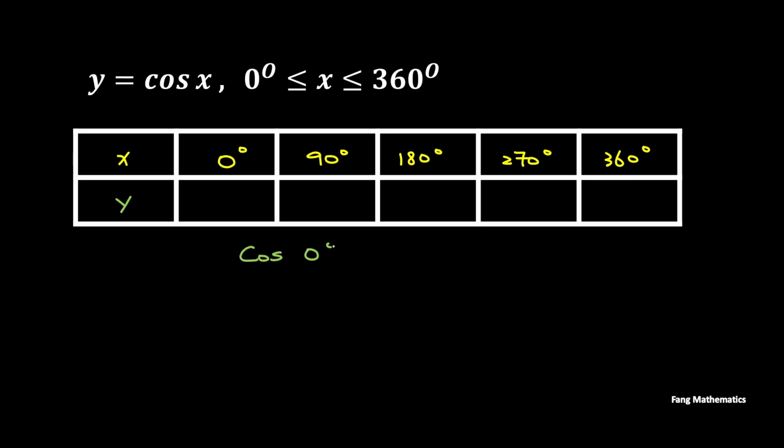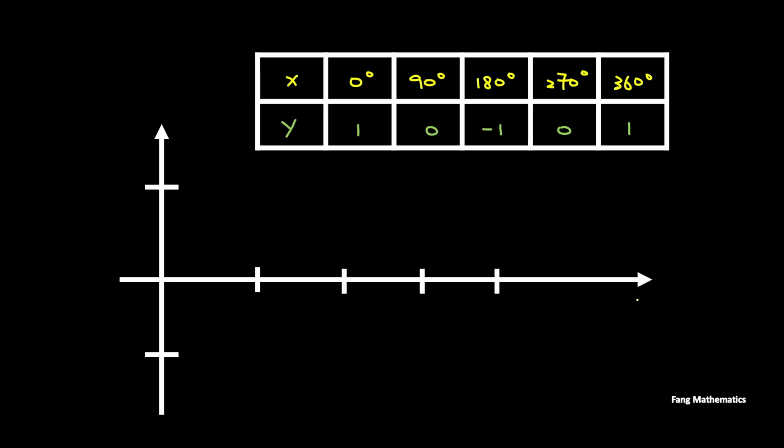Cos 0 degrees should give you 1. So put the corresponding coordinate there. And cos 90 degrees should give you 0. Cos 180 degrees should give you -1. And correspondingly 0 and 1. Now we are to plot the coordinates on the graph.